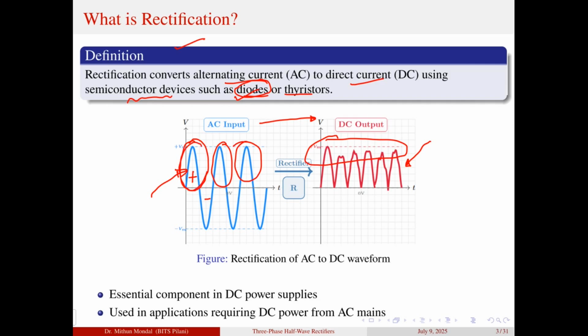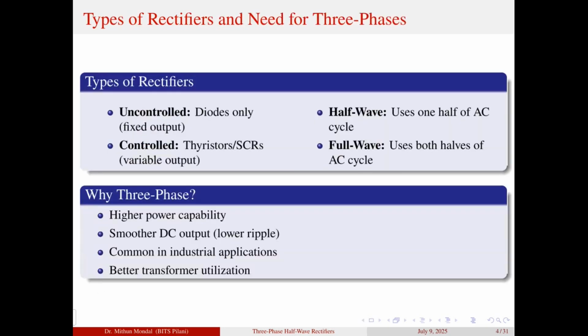So it means that only one part of the wave will be used for the rectification. The single phase half wave rectifier we have already discussed. Our focus will be on three phase now. The essential components required for DC power supplies depend upon this rectification, and it is used in applications requiring DC power from the AC mains. In such applications where you require DC power but the supply is AC, we require the rectification principle. So what are the types of rectifier in general?